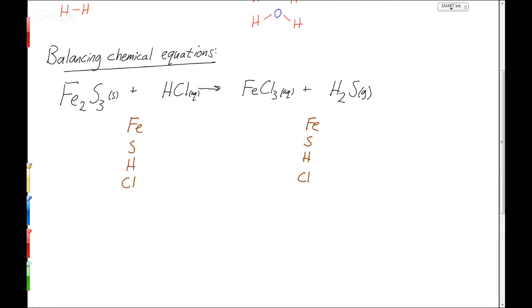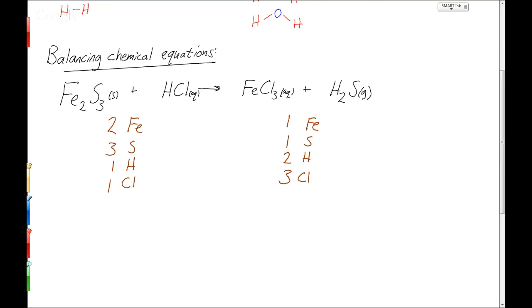And then I'm going to write how many of each we have just by counting them up. So I've got 2 Fe's, 3 S's, 1 H, and 1 Cl on the left. Over on the right, I've got 1 of these, 1 of these, 2 of these, and 3 of these. So now we can see pretty clearly this is not balanced. The numbers are different on each side.